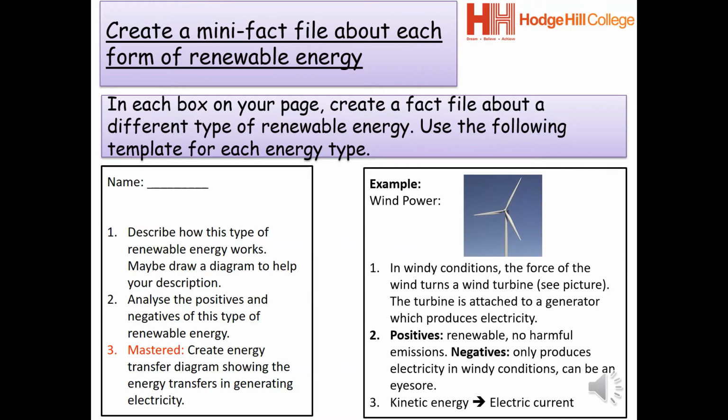So here's an example, wind power. Here's a picture, and you describe how it works. It says in windy conditions, the force of the wind turns a wind turbine, and this turbine is attached to a generator which produces electricity. The positives: it's renewable, so no harmful emissions. Negatives: it only produces electricity in windy conditions, and it can be an eyesore. And here is an example of the energy transfer diagram for a wind turbine.